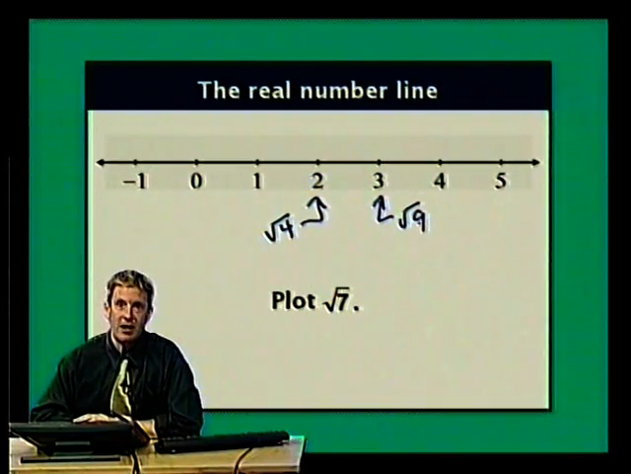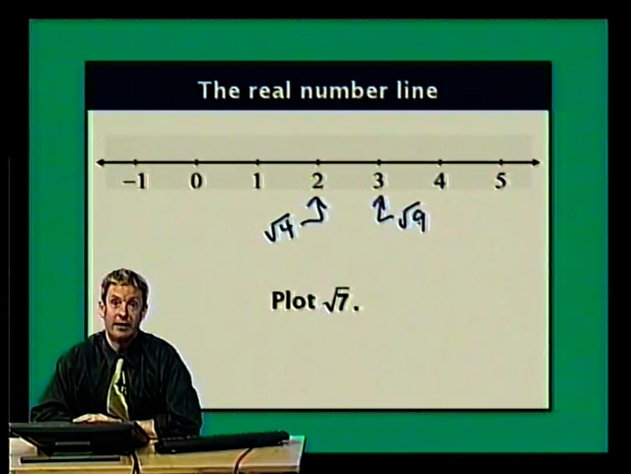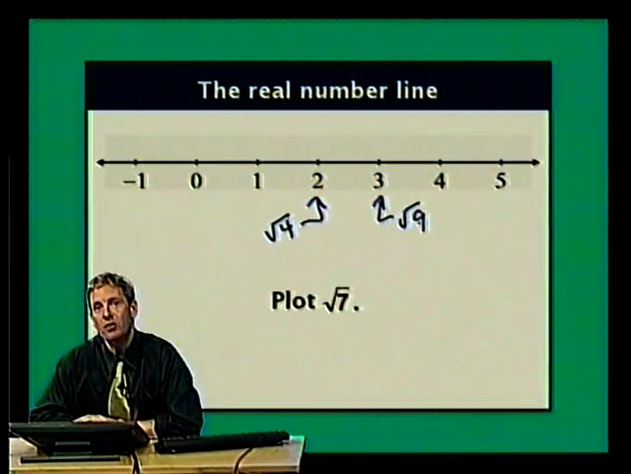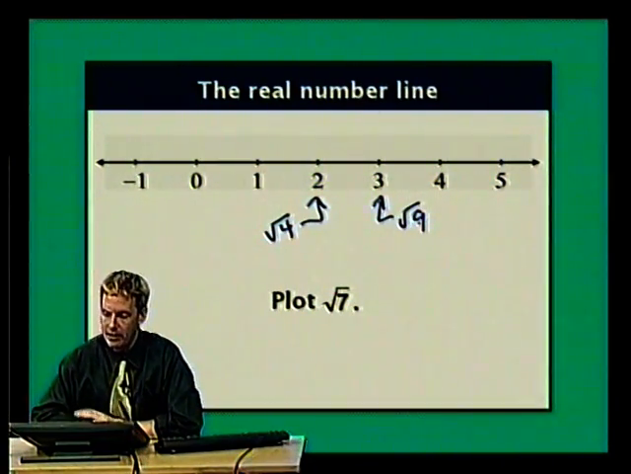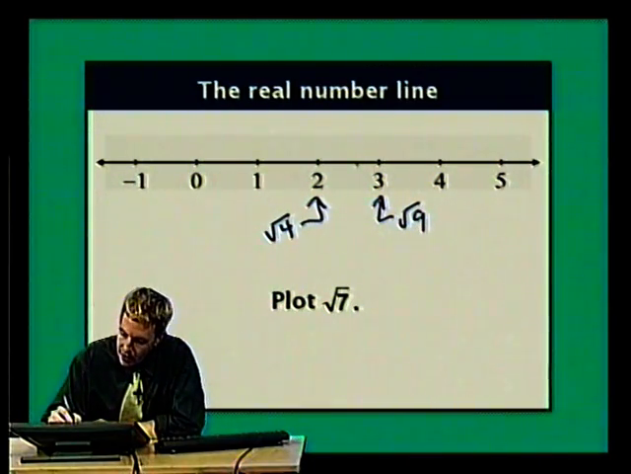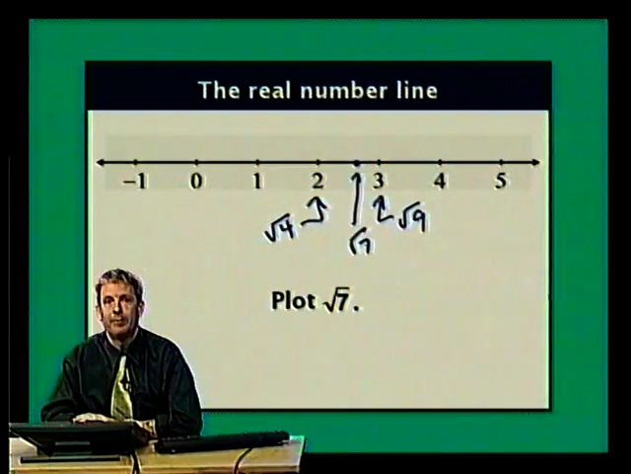Also, 7 is closer to 9 than it is to 4. It's only 2 steps from 7 to 9. It's 3 steps from 7 to 4. So it also seems pretty intuitive that the square root of 7, whatever that number is, is going to be closer to 3 than it is to 2. It's going to be somewhere around here.